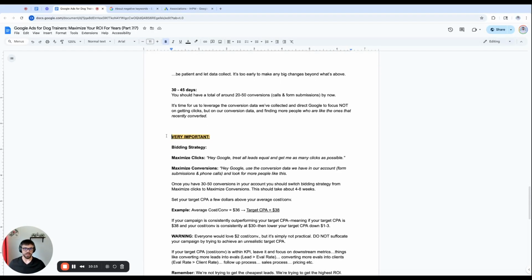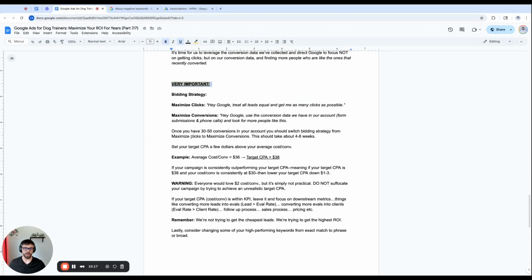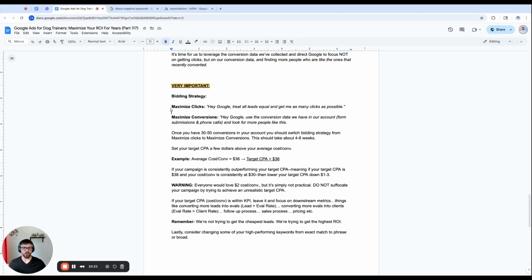And I briefly explained that same thing right here. So, very important: bidding strategy. We are currently on maximize clicks. Hey Google, which basically is saying, treat all leads equal and get me as many clicks as possible. What we are going to do is change our bidding strategy from maximize clicks to maximize conversions. And this is a big deal.